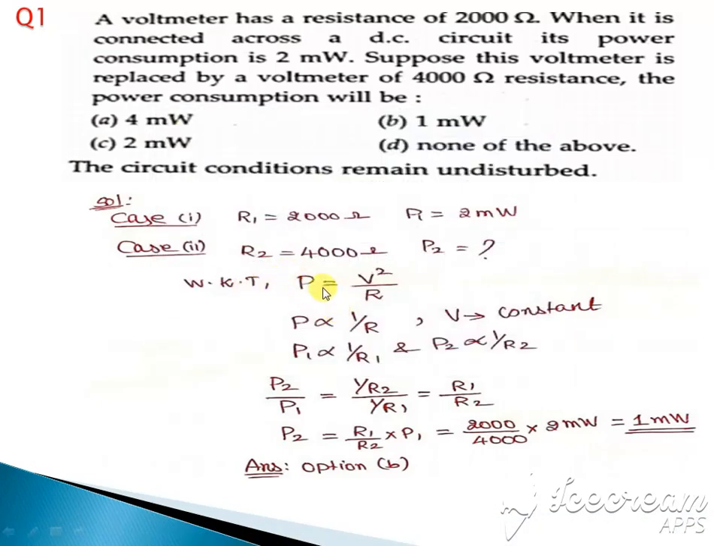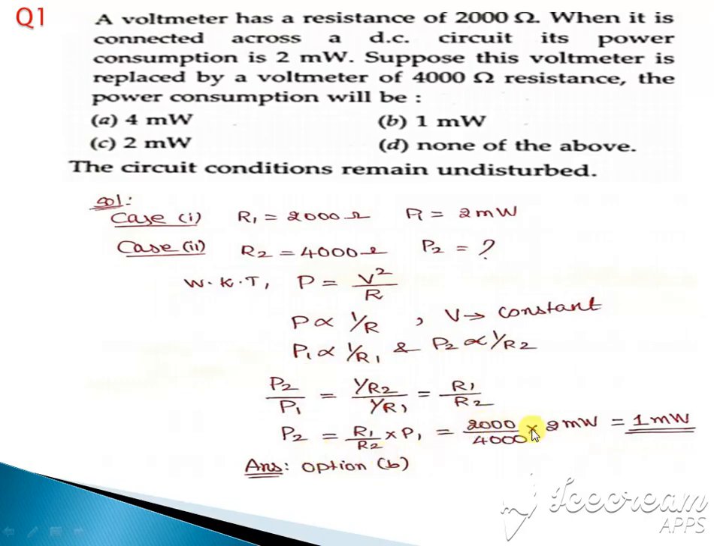So we know that relationship between power and resistance, P is equal to V squared by R. So here the circuit condition remain undisturbed, so V is constant. So we get the relation P is proportional to 1 by R. So P1 is proportional to 1 by R1 and P2 is proportional to 1 by R2. While taking ratio between these two, we get P2 by P1 is equal to R1 by R2.